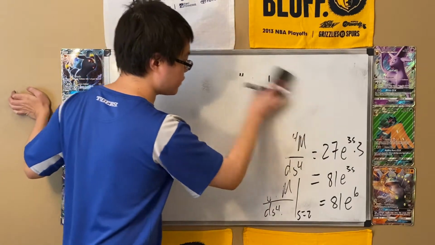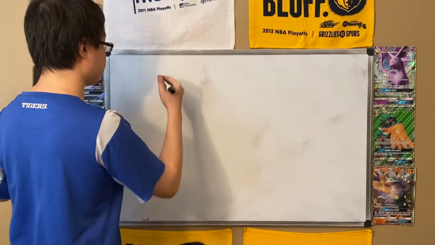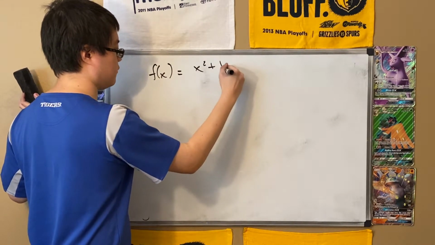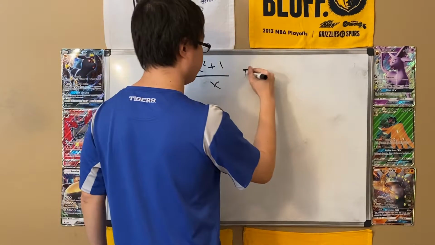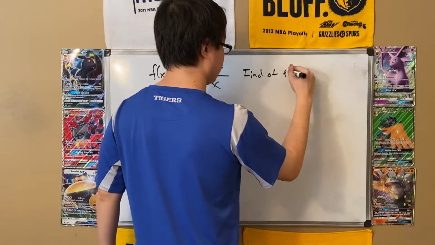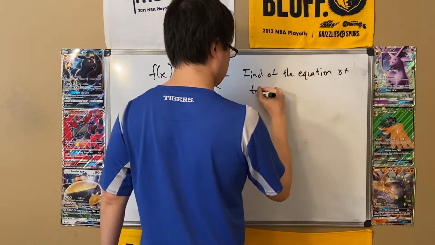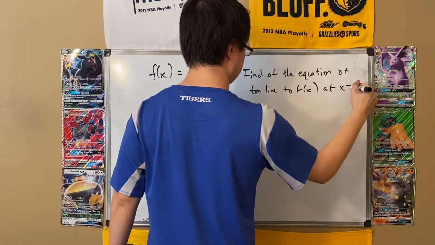So let's do a tangent line question because we're pretty used to that question. So we can do that question hopefully pretty fast. Let's say we have a function. We're going to write f of x equals x squared plus 1 over x. And what we want to do is find the equation of the tangent line to f of x, let's say at the point x is equal to 2.